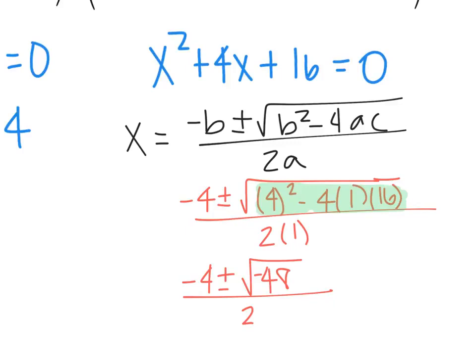An imaginary number. And if I have an imaginary number, how many roots am I going to come up with? 2. Because imaginary numbers always come in pairs. So we're going to have 2, a positive and a negative. Okay, so how do I simplify that and make it look prettier?